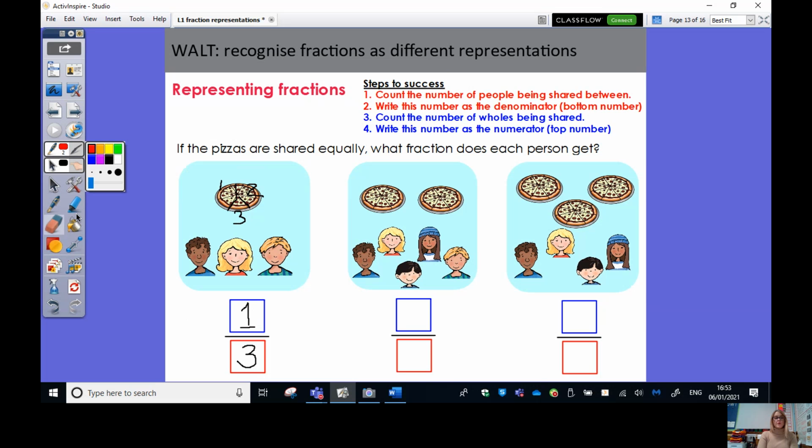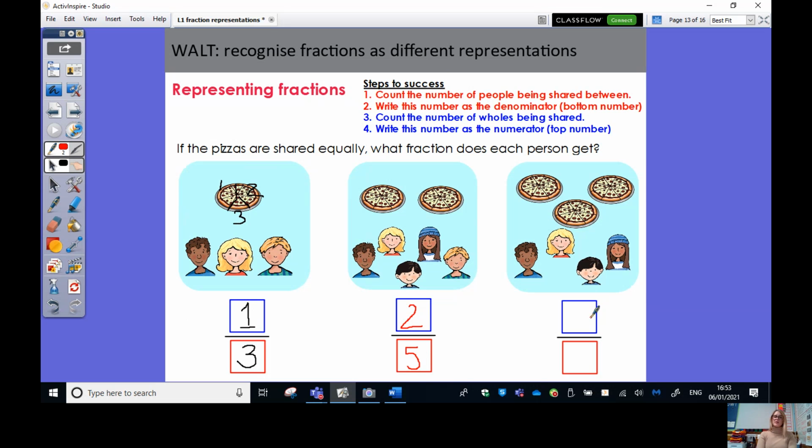Okay, moving on to the next one. I have 1, 2, 3, 4, 5 people this time. So it's being shared between 5 people. And then I have 2 whole pizzas. It's going to be a little bit tricky for me to draw out 5 pieces on this pizza because it's hard to do fifths equally, same as it is with the thirds. But if I were to split those pizzas up, each person would get 2/5 of pizza each.